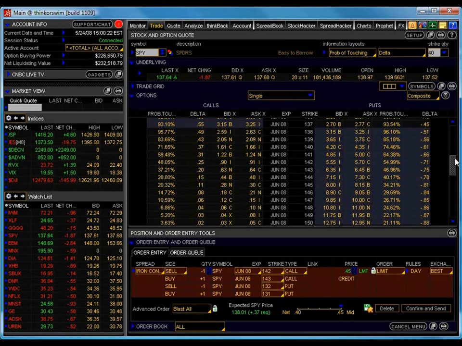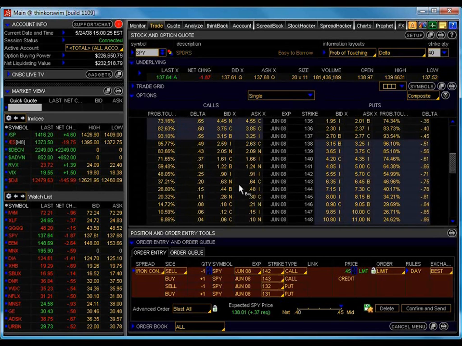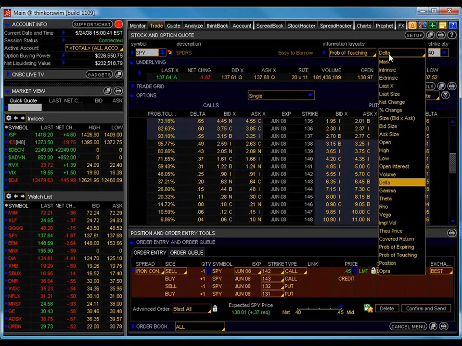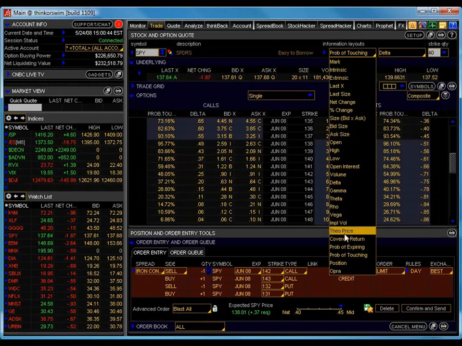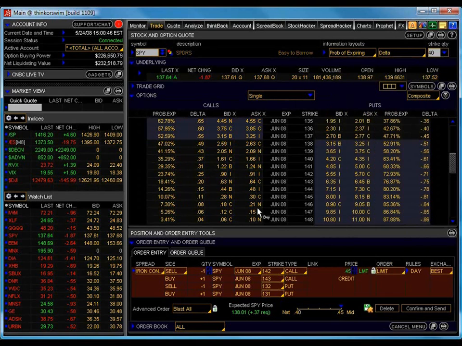That's why I prefer, if I'm doing vertical spreads and iron condors, to do a 25 delta on my sold position, and that gives me a probability of expiring of close to 76%. So that's why I choose these particular options.